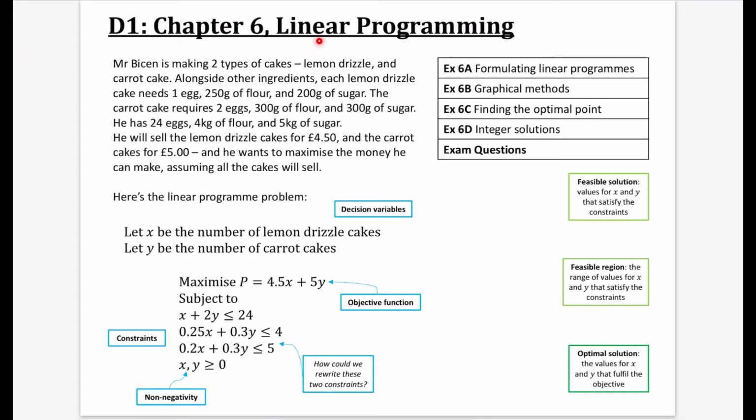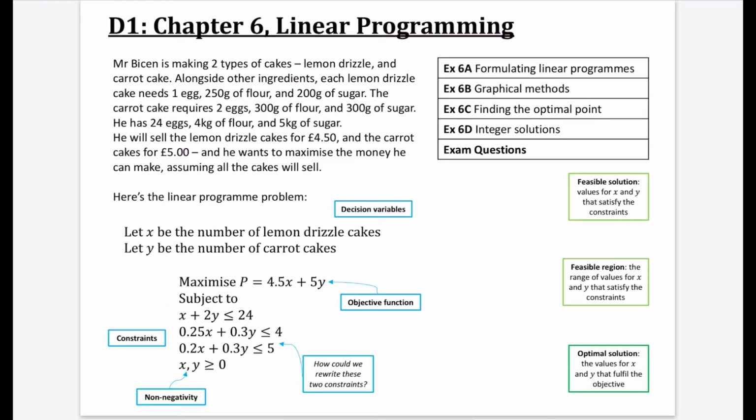Okay, so we're now on to chapter 6, which is part of the AS stuff, which is for linear programming. And actually, chapter 7 links to this, but is only in A2. So really, the best way to explain what linear programming is, is to show you an example of an actual linear program, which is down here.